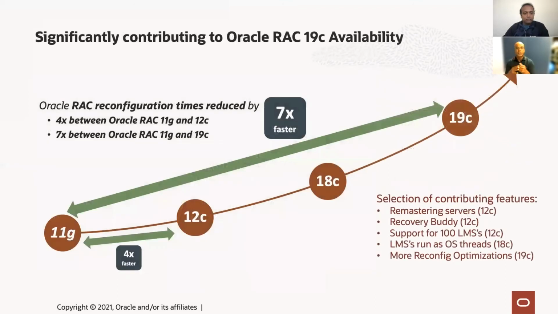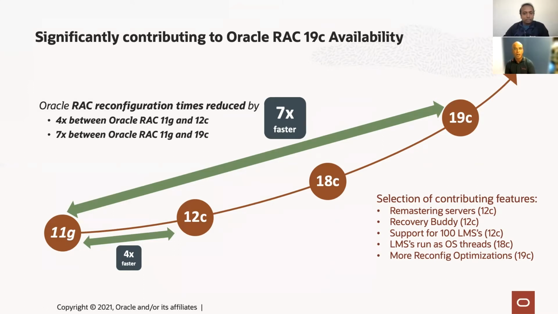All this helps significantly with 19c RAC availability, because between 11g and 19c, we have a 7x reduction in reconfiguration time. And there are a lot of features that help with that. I'm not going to read out all of them, but some of them, like Recovery Buddy, which we are going to talk about, help reduce this reconfiguration time.